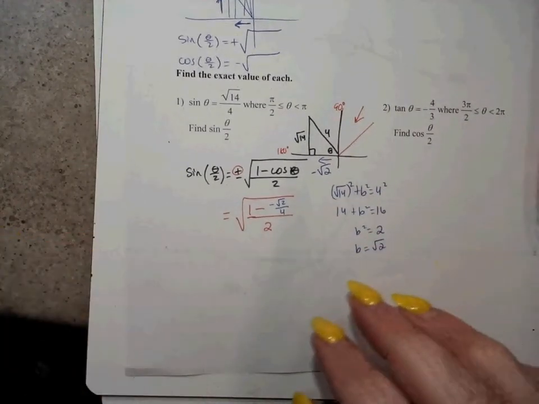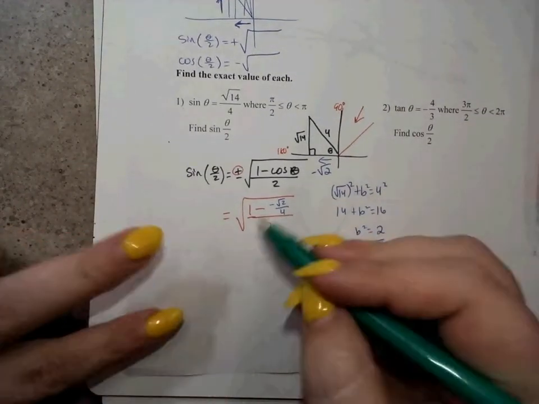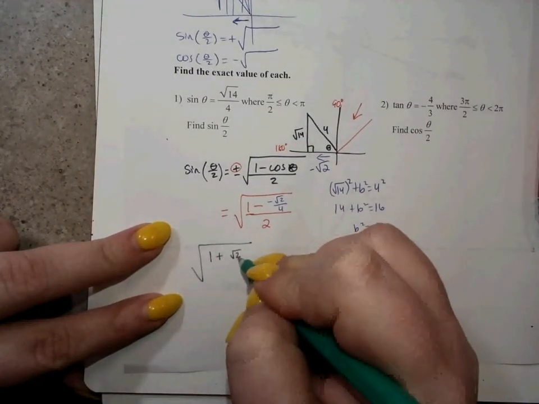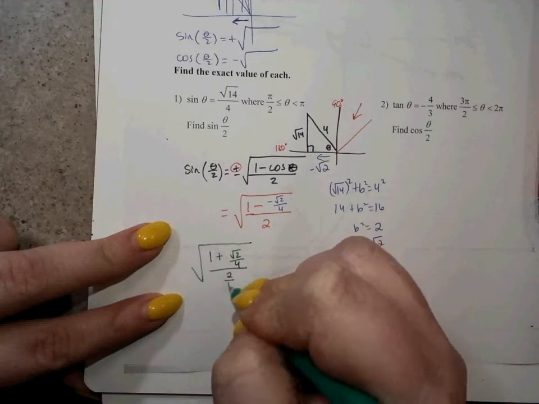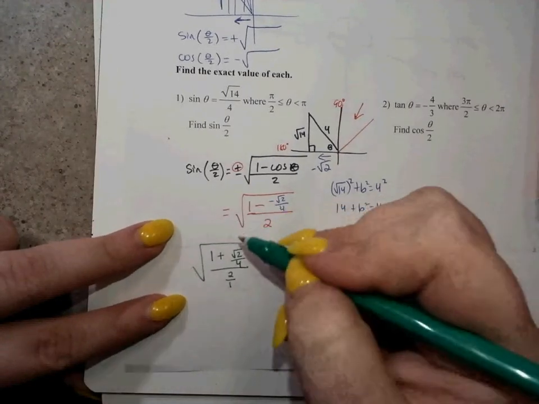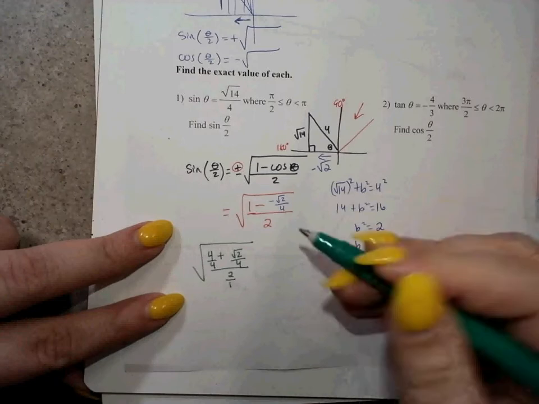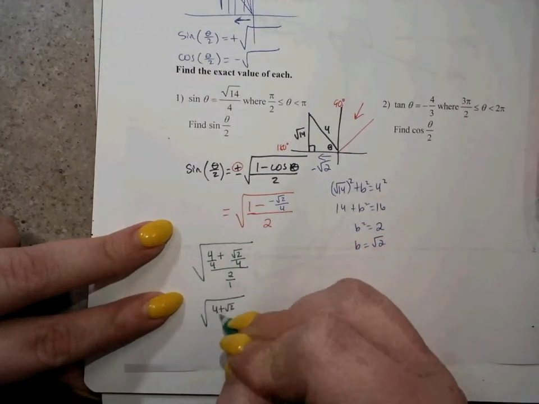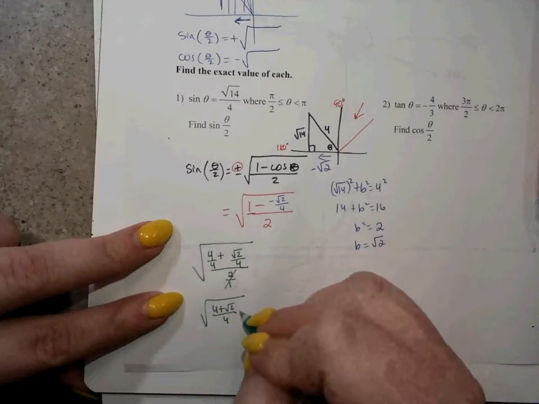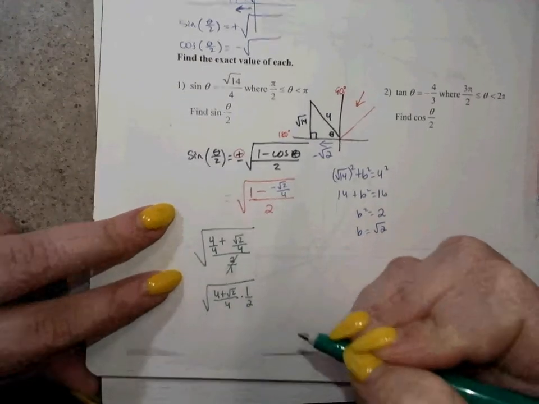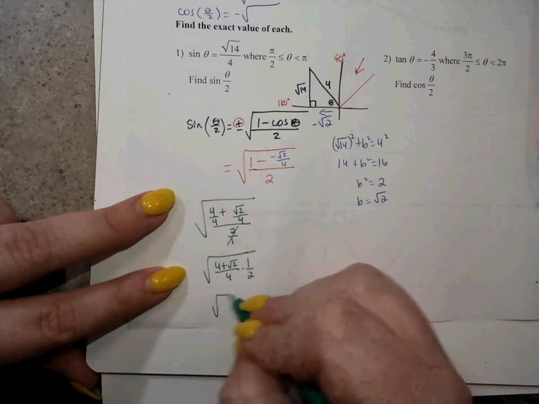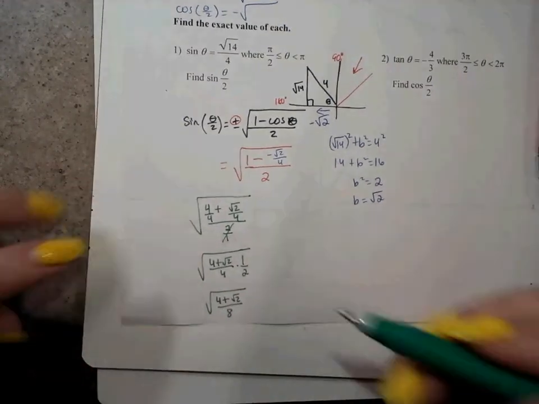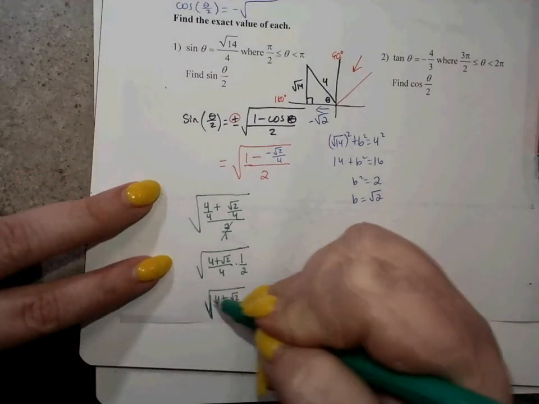Cool? So now I have the square root of 1 plus the square root of 2 divided by 4, all divided by 2, which is divided by 1. I'm going to do a common denominator, so I'm going to make this 4 over 4. I'm going to combine this to say the square root of 4 plus the square root of 2 over 4, and then I'm going to flip and multiply by the reciprocal of the denominator. And that's going to be the square root of 4 plus the square root of 2 over 8. Technically, we could split that up.